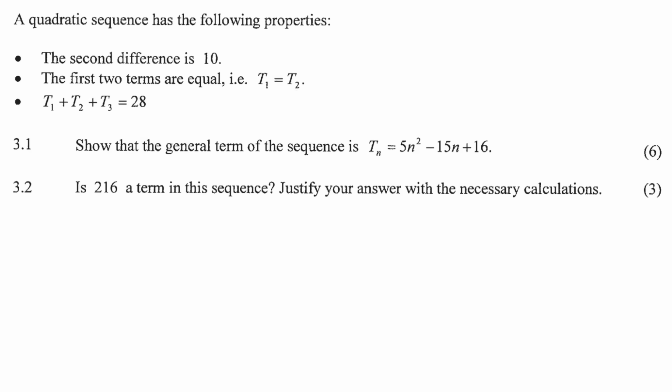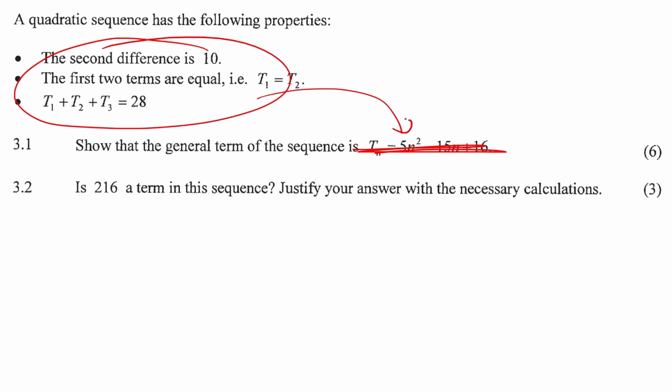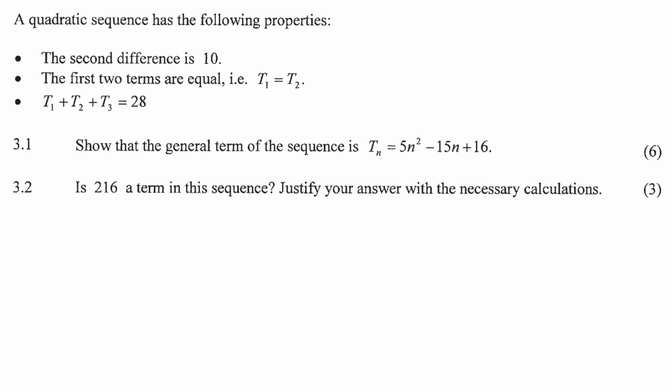A quadratic sequence has the following properties. The second difference is 10, the first two terms are equal, and term 1 plus term 2 plus term 3 is 28. Show that the general term is that. Okay, now what a lot of learners do, and it's not correct, they take this and they start using that to prove these things. You're not going to get any marks for that. Leave this alone and work with this and see if you can make what they want. Okay, so we've got the sequence.